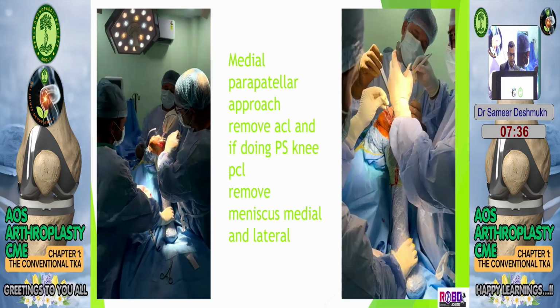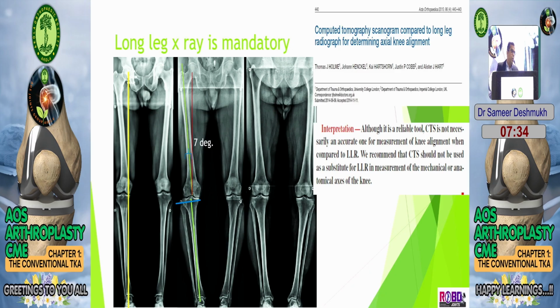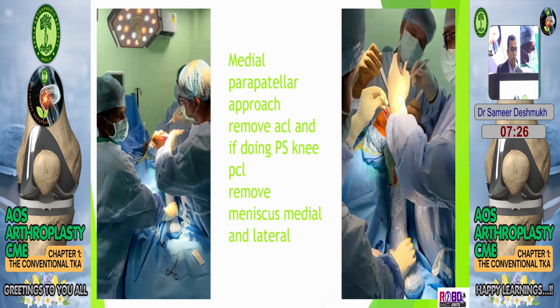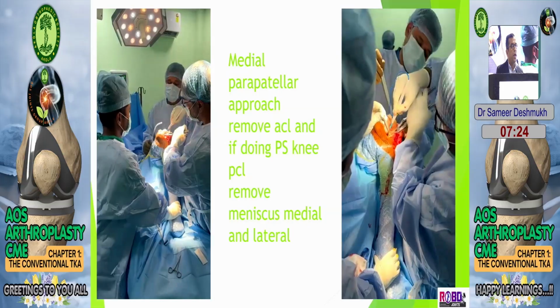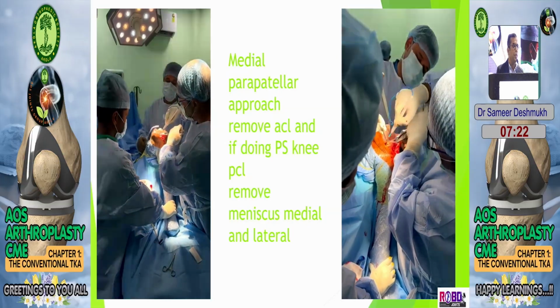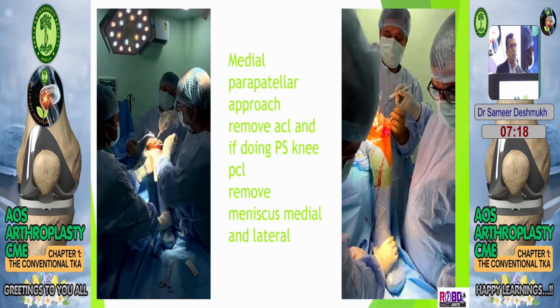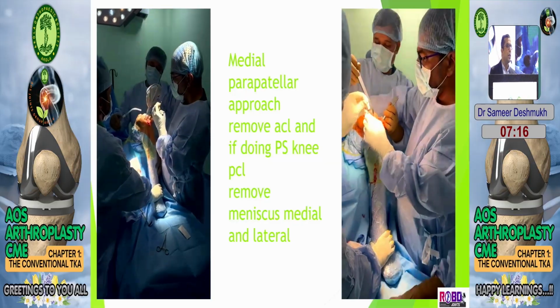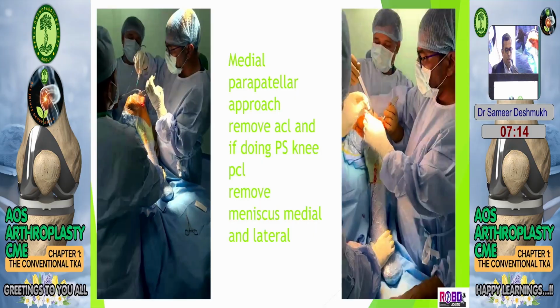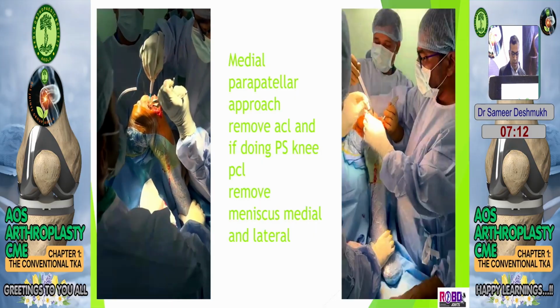You calculate this on long leg x-rays or with a CT scan, it is more or less equal. This is the paper telling it. So I always do a medial parapatellar approach. Any approach doesn't make a difference to me. Sometimes I have to do a PS knee because the PCL is very attenuated. And then removal of the meniscus and other things.